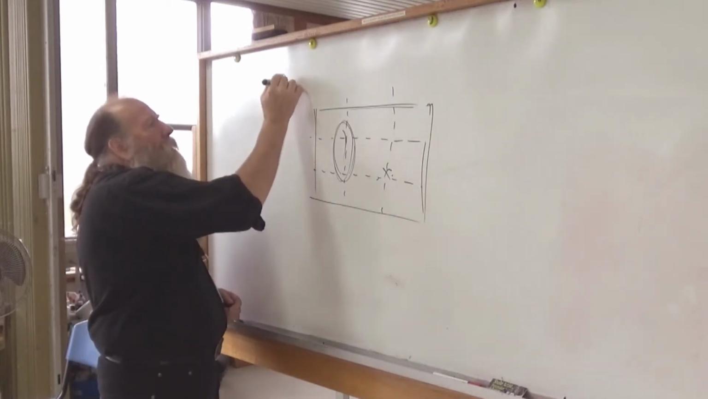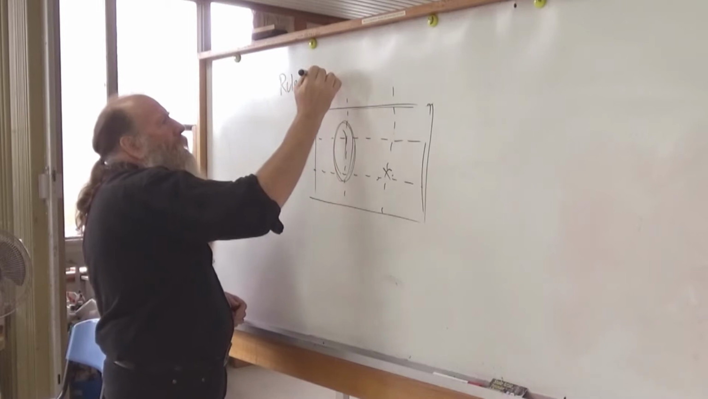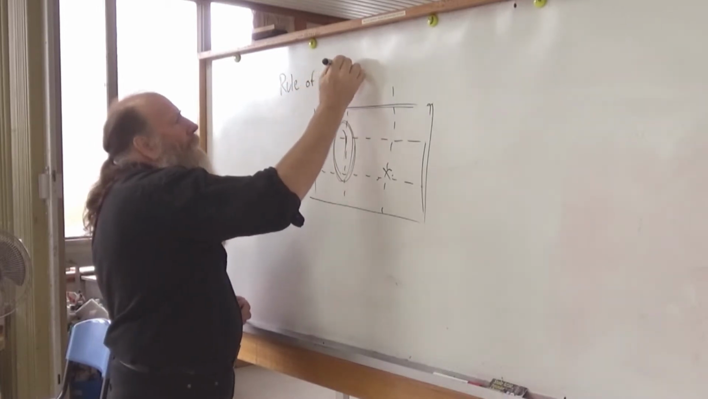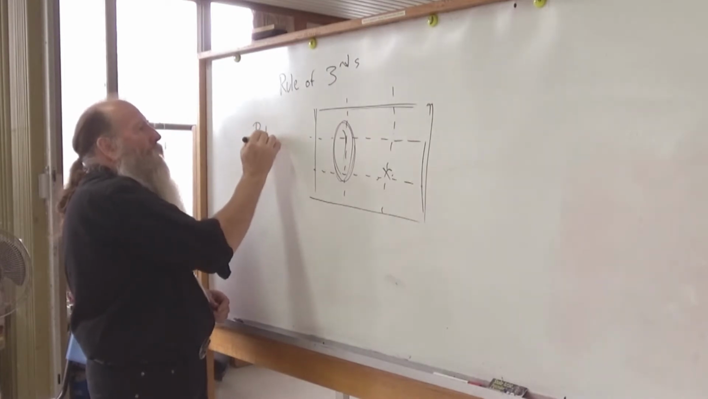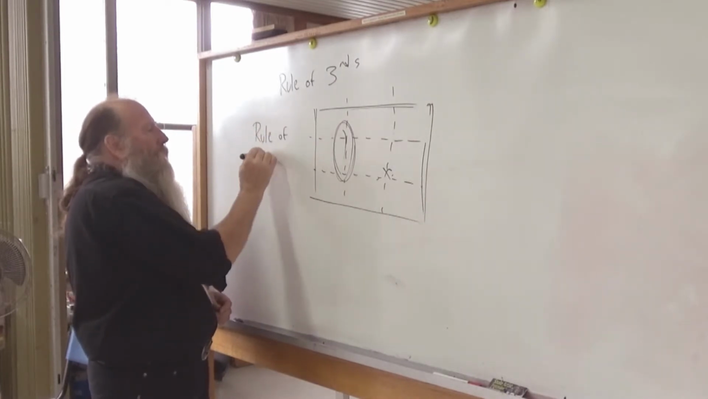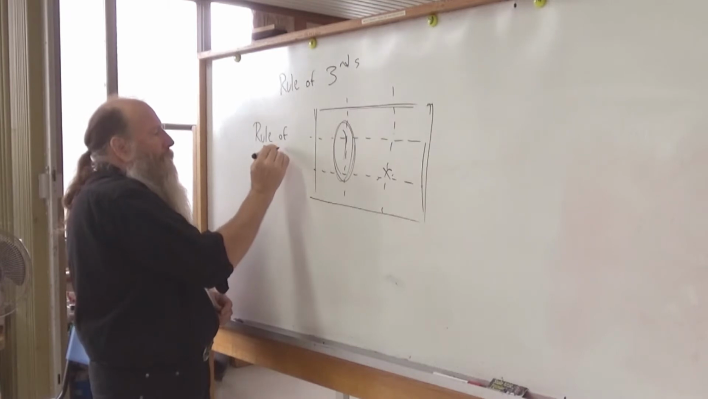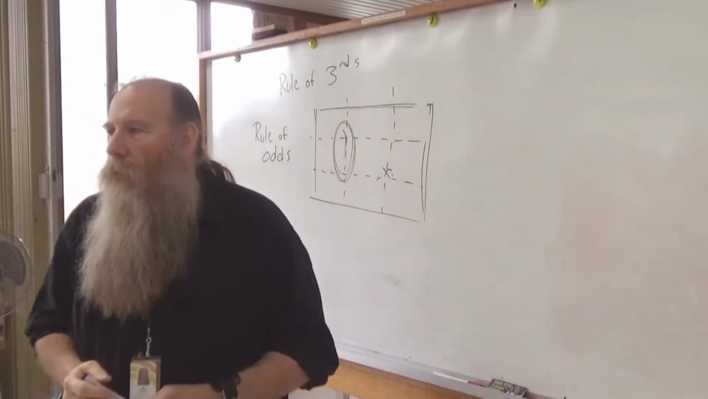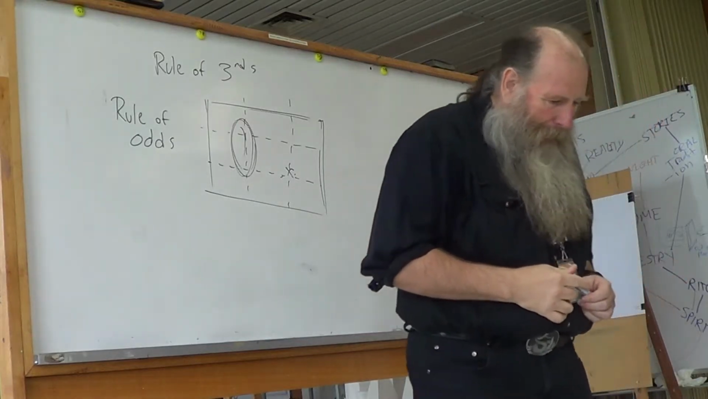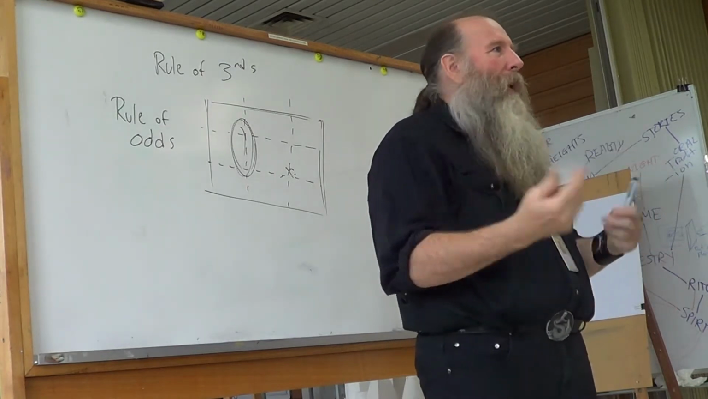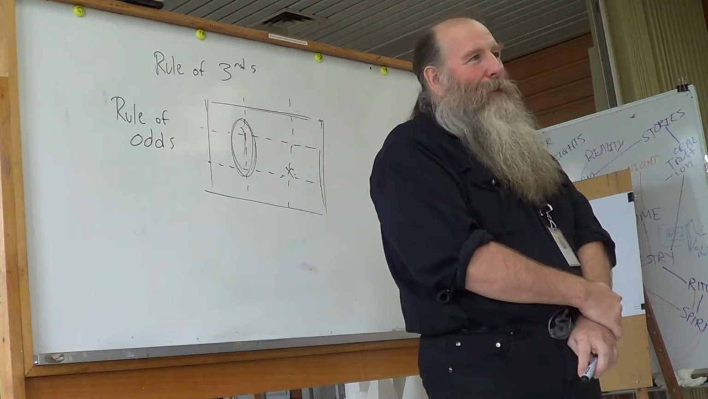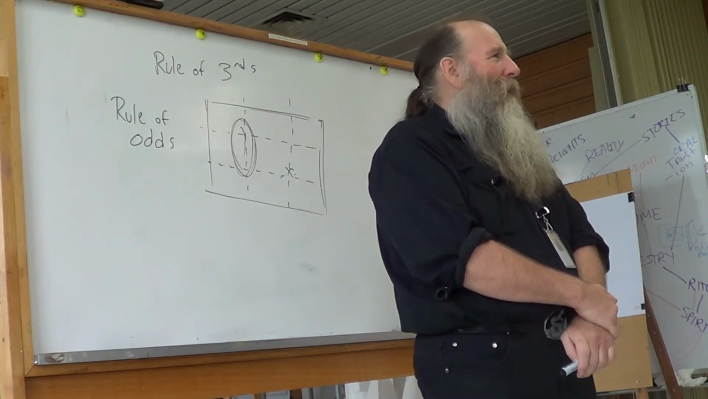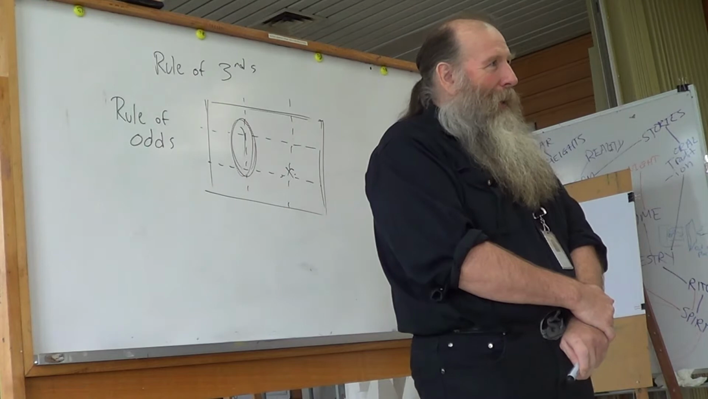So rule of thirds, let's do it that way. Thirds, rule of odds. Rule of odds says that if you have got an odd number, it looks better. Rule of thirds says if you've got something on a third, it looks better.